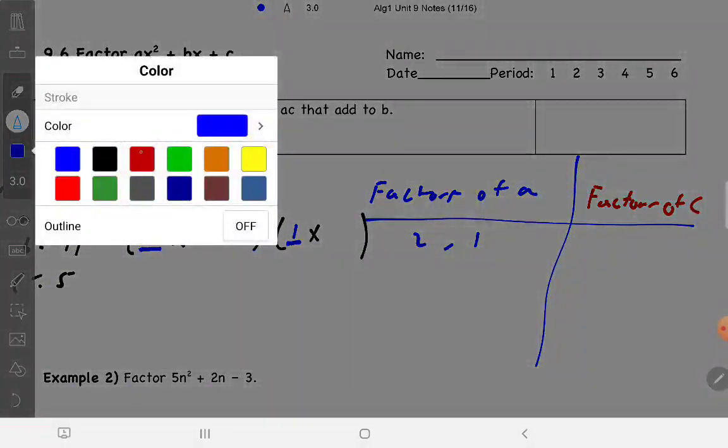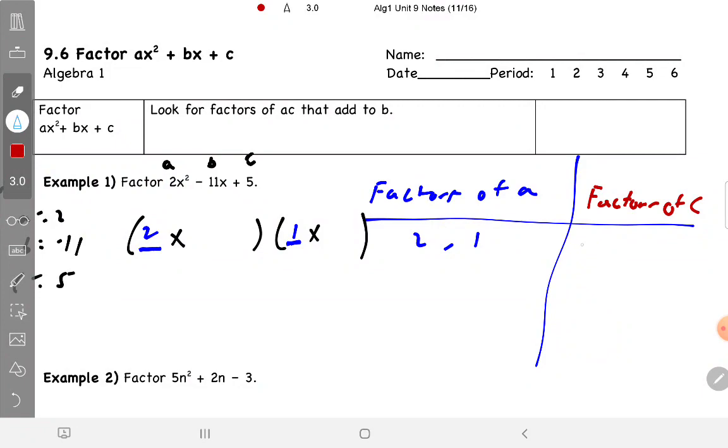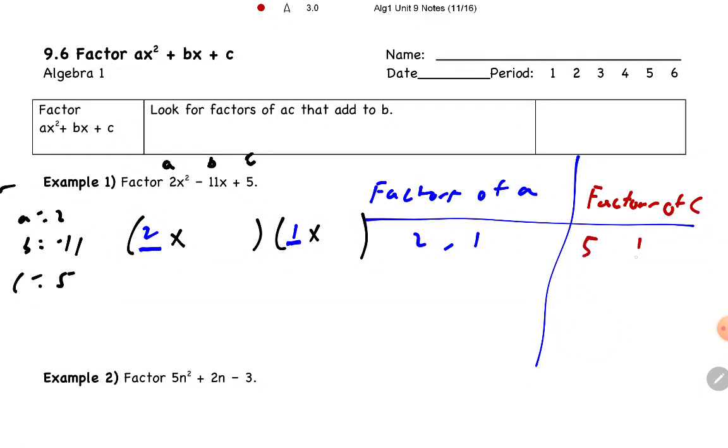So now we need to figure out c values. So we have 5 and 1, and negative 5 and negative 1. Notice our b value this time is negative 11x. Our factors of c, none of them add up to negative 11. That's because of our a value. Our a value changes things. And I'll show you why.